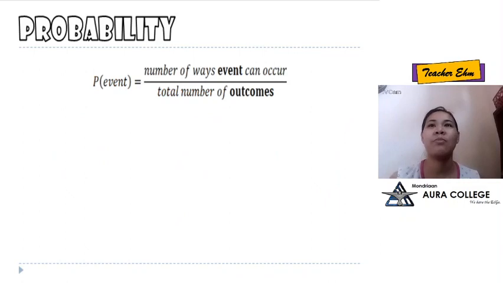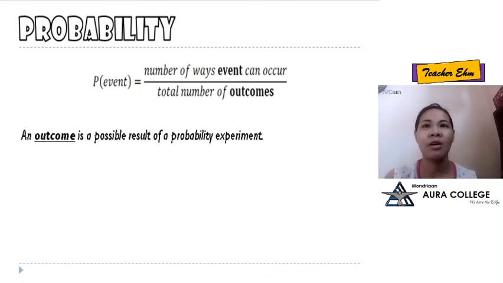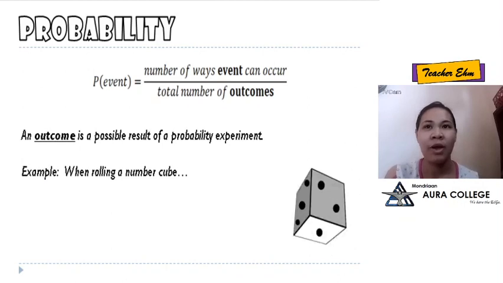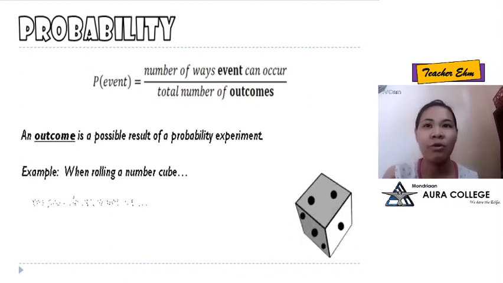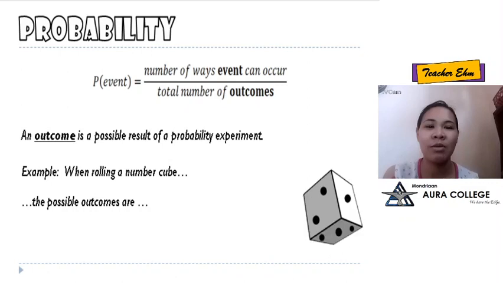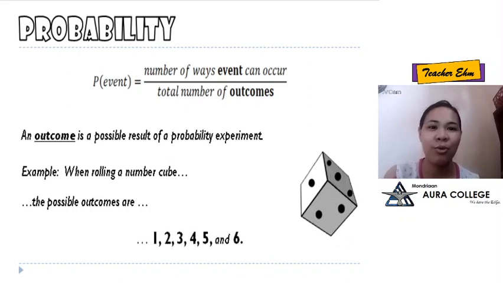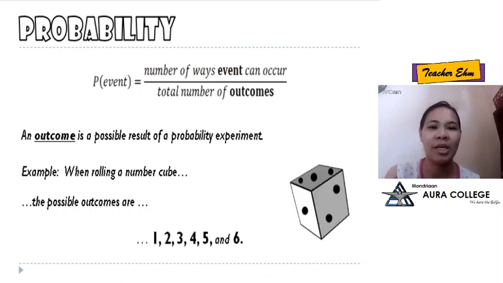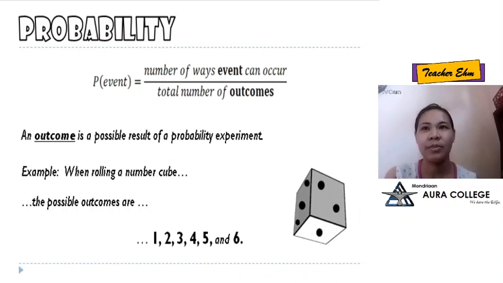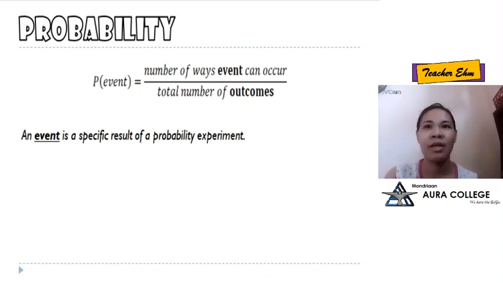To compute for the probability, we use the formula: probability of an event is equal to the number of ways the event can occur over the total number of outcomes. An outcome is a possible result of a probability experiment. For example, when rolling a number cube, the possible outcomes are 1, 2, 3, 4, 5, and 6. An event is a specific result of a probability experiment.